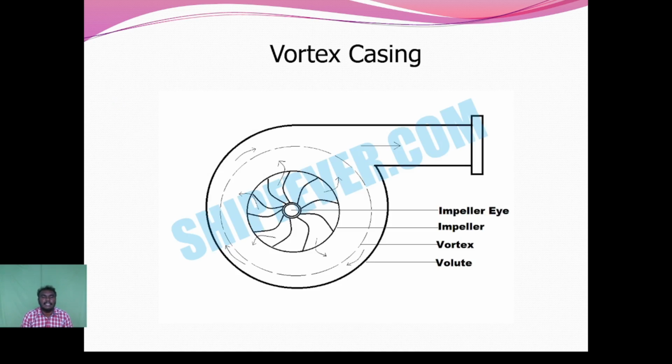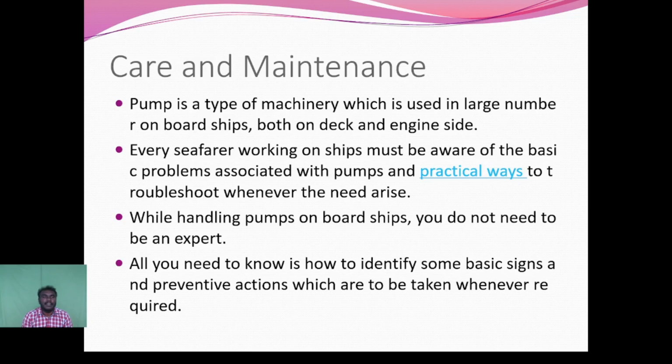Next, this is a vortex casing. Here, from the diagram itself, we know the cross section, or circular section, from the center to the delivery pipe is equal, similar. So it is known as vortex casing.